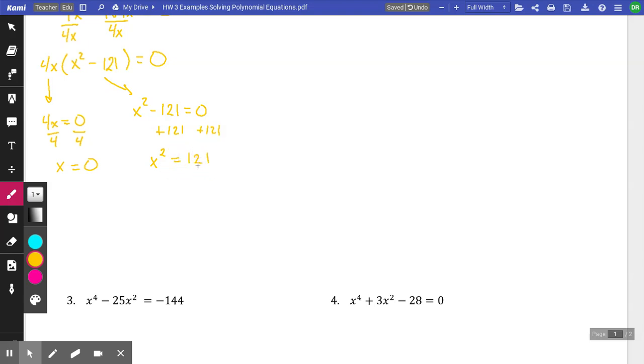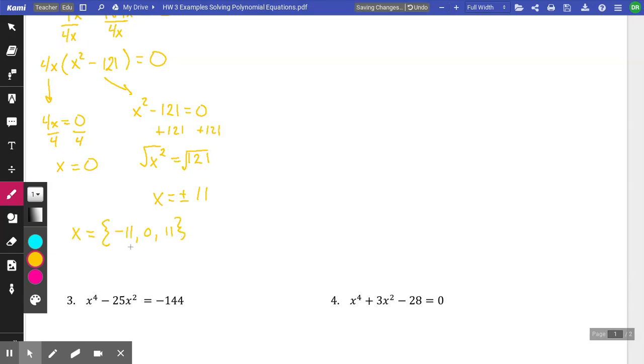And I can solve for this by finding the square root of x squared. And remember, x squared gives us 2 solutions. So when I take this square root, I get x equals plus or minus 11. Okay, and so I have 3 answers here. I have 0, positive 11, and negative 11. So I could write my answers all out separately.